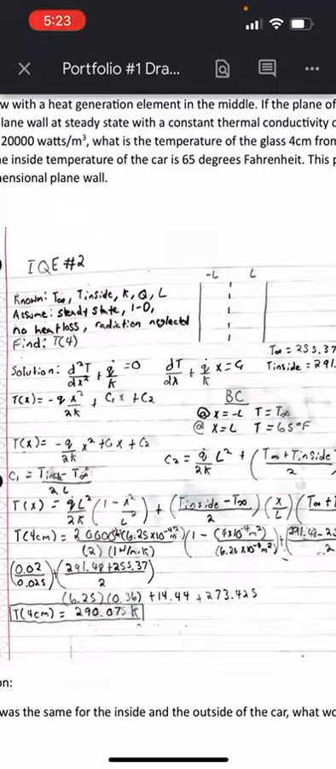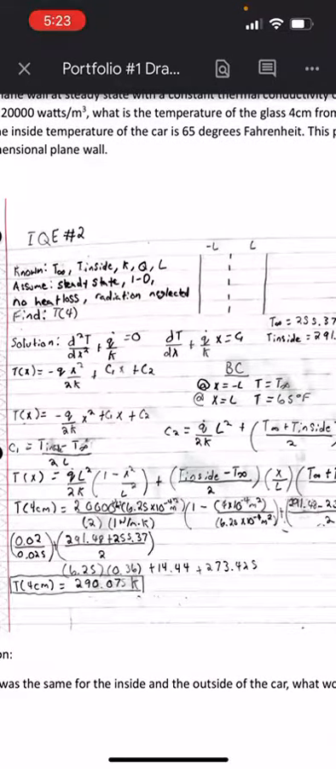So when x equals negative L, the temperature equals the outside temperature, and when x equals L, the temperature equals the temperature inside the car. And then using that, we can solve for C.